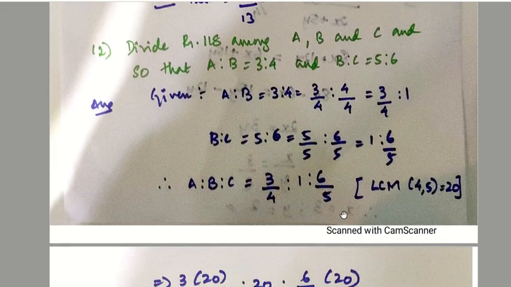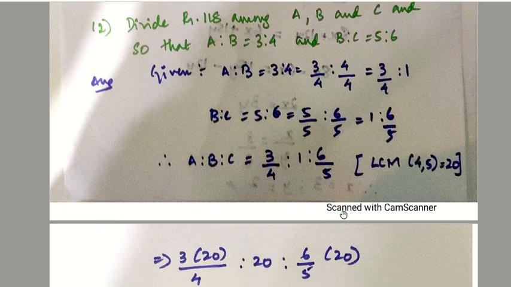So divide 118 among A, B and C, so that A is to B is equal to 3 is to 4, and B is to C is equal to 5 is to 6. So A is to B is equal to 3 is to 4, which is equal to 3 by 4 is to 4 by 4. Because your denominator is 4, so 3 by 4 is to 4 by 4, so you get the ratio to be 3 by 4 is to 1.